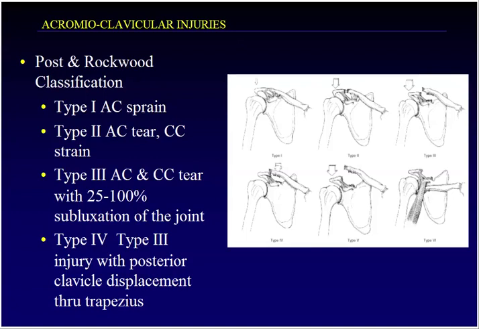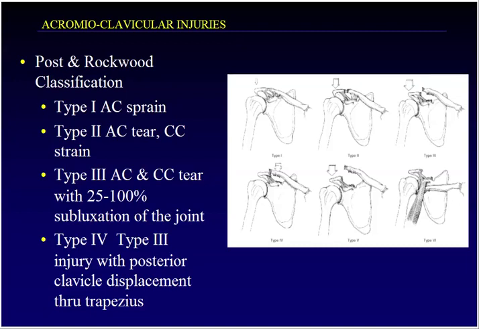A type 1 is a simple sprain injury of the AC joint. A type 2 is where you do have a tear of the acromioclavicular ligament, but the coracoclavicular ligaments are intact. So there'll be relatively minimal to no displacement seen radiographically. A type 3, you have both the AC ligament and the CC ligaments torn, and those patients will have significant subluxation of the joint. The type 3 injuries are the ones that typically present the therapeutic dilemma for us.